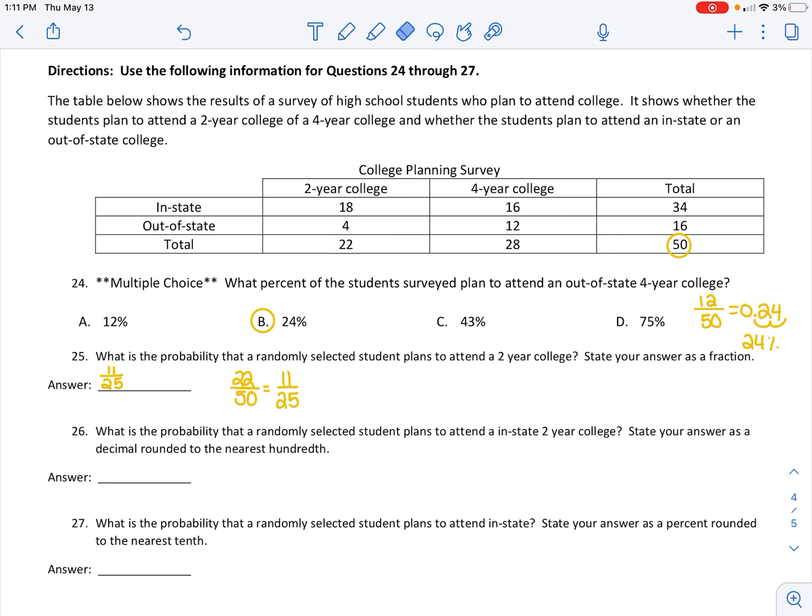From there, it says for 26, what is the probability that a randomly selected student plans to attend an in-state 2-year college, so in-state and 2-year college. So I'm going to follow this in-state over and follow the 2 years down, and that meets at 18. So we have 18 over that 50, and it says state your answer as a decimal rounded to the nearest hundredth. So that's 2 decimal places. 18 divided by 50 gives me 0.36.